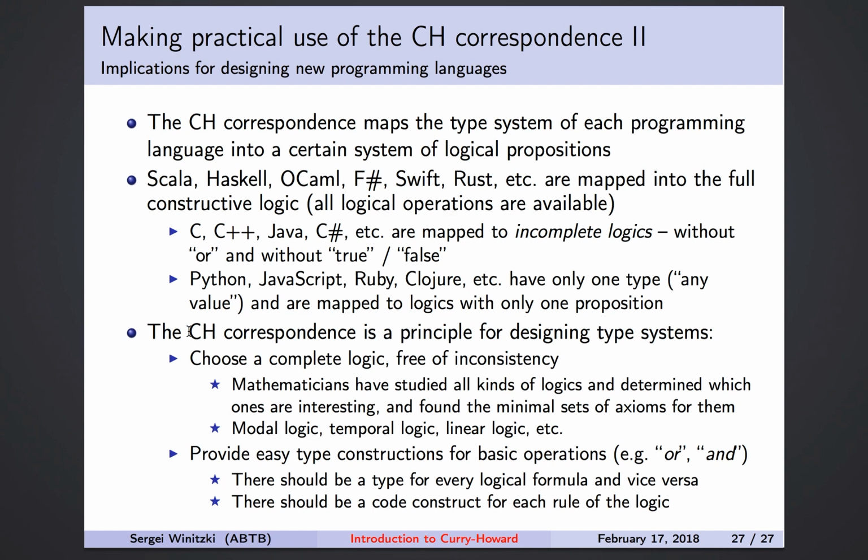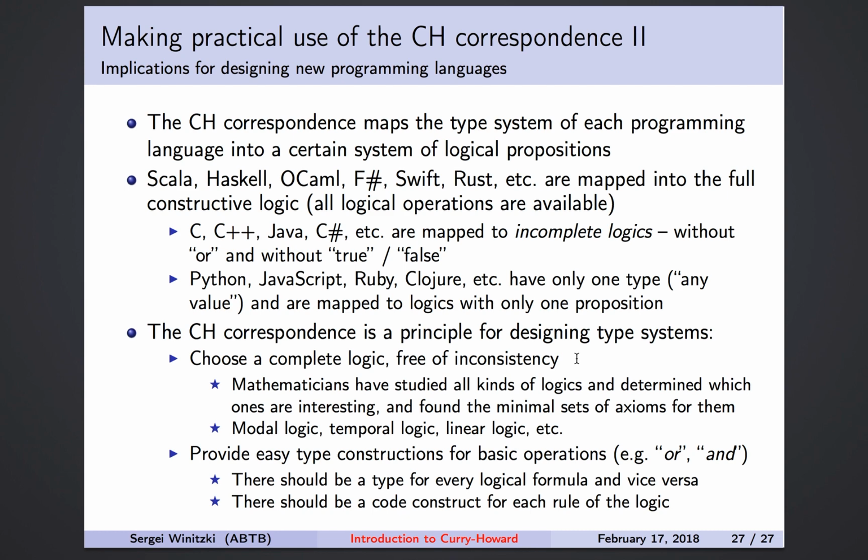So this suggests a principle for designing the type system in a new programming language. The first step would be to choose a good and complete logic that is free of inconsistency. Mathematicians have studied all kinds of logics, and they are always interested in questions such as, is this logic consistent? Consistent means you cannot derive false from true.